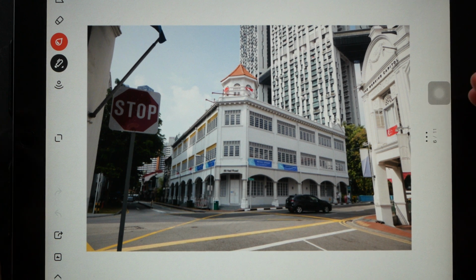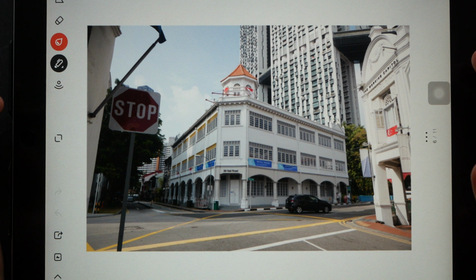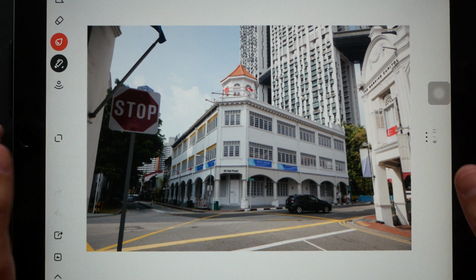Let's take a look at some reference photos. Now bear in mind that some of these photos, they were taken with the intention to recreate 3-point perspective.